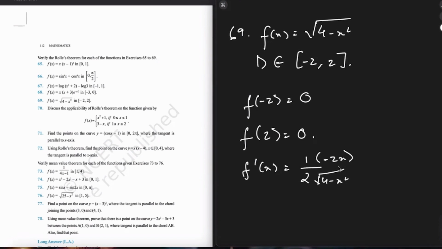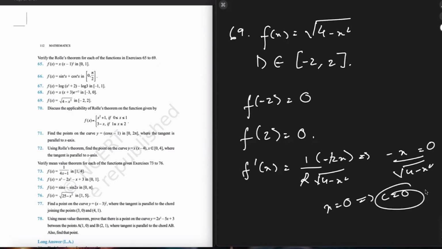Under root of 4 minus x squared, the minus 2x. So 2 से 2 हट जाएगा. I have a minus x upon the root 4 minus x squared. Only way this can be equal to 0 is when x is equal to 0. This is your point for c. c equal to 0 is your answer.